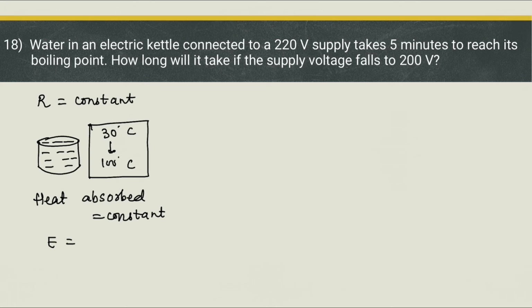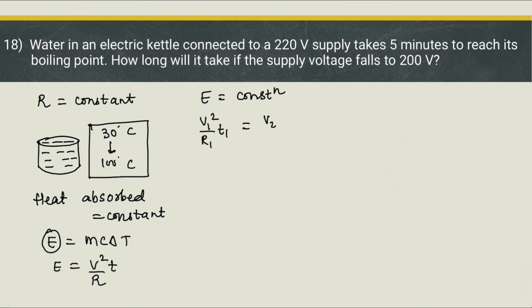Heat energy absorbed by water is of course mc delta T. But this heat energy comes from the electrical energy, and the electrical energy formula we will use is V square upon R into T. So E is equal to V square upon R into T, and this electrical energy gets converted into heat energy, and using that heat energy the temperature of water reaches boiling point. Now we know that energy is constant, so I can conclude that V1 square upon R1 into T1 is equal to V2 square upon R2 into T2.